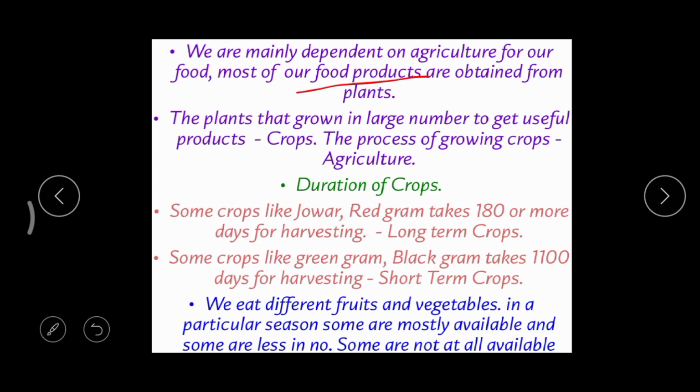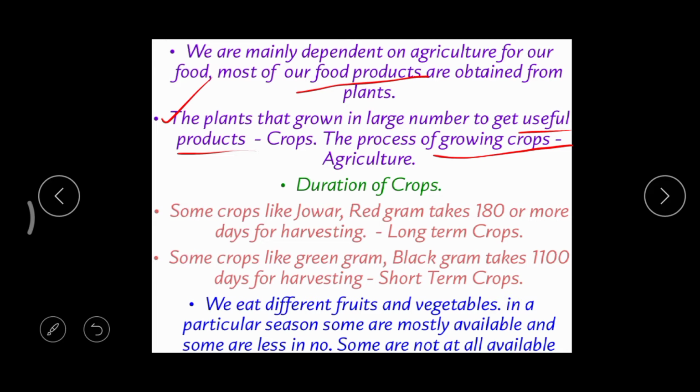to get useful products, then they can be called crops, right? So the definition here is very, very important. The plants grown in a large number, meaning acres and hectares where they're growing the same type of crop, okay? For what purpose? To get useful products, either rice, wheat, jowar, or vegetables like this. Such plants can be called crops, and the process of growing crops can be called agriculture, right? This is the definition of crops and agriculture.